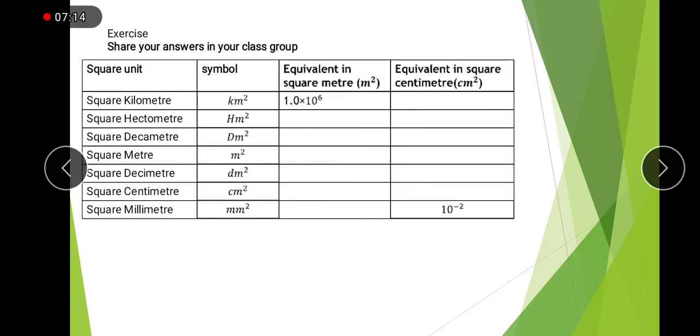Now, this is the exercise I want you to do. I've converted square kilometer to square meter, and I've also converted square millimeter to square centimeter. Now, I want you to fill the remaining parts, and then you send your answer to your class teacher or your class group.